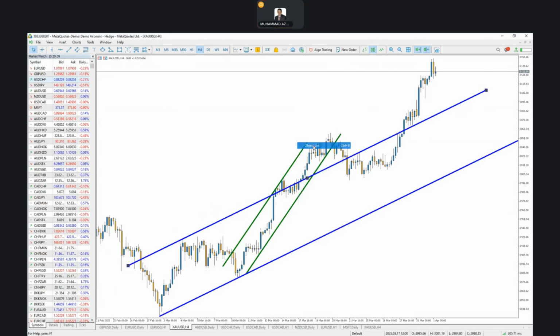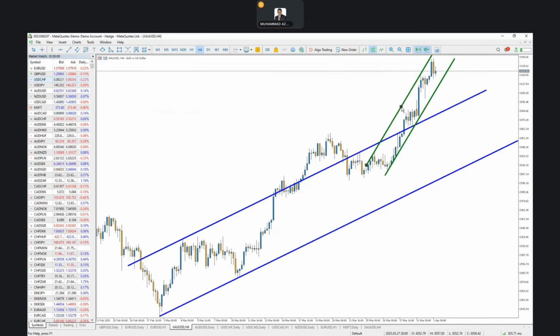Now let me go back over here, and I'm going to redraw this channel. You can take this one over here and here. So we got this bullish trend channel inside spot gold, and the market is probably going to push higher. It's most likely going to rise up more. That's the way I see it inside spot gold. XAUUSD is the symbol.